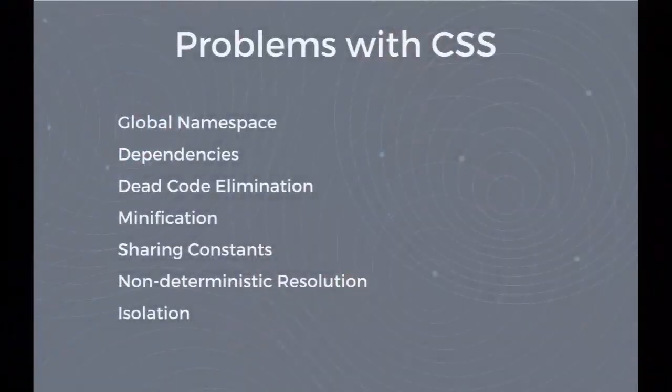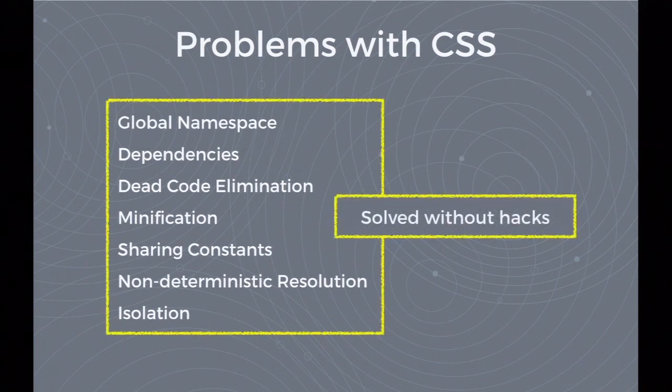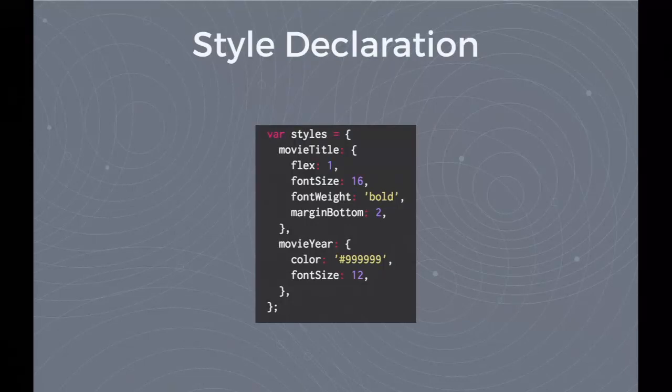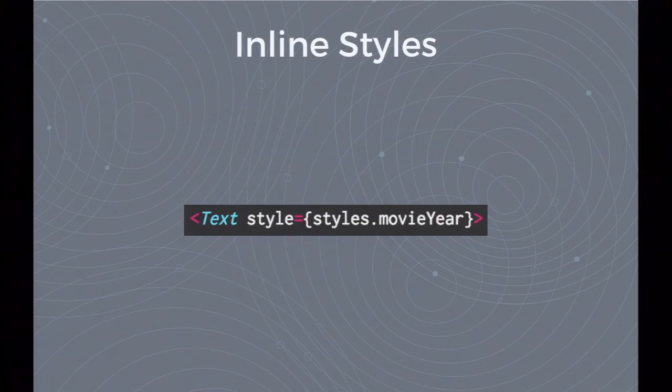And at first, I didn't know if writing styles in JS was going to work, but when using it, it turns out that every one of those issues was solved without hacks. So how is it working? This is how you declare your styles. And if you've ever written any JavaScript, this should be super familiar. You shouldn't be lost coming from CSS. There are a couple of differences, like you have to put commas instead of semicolons, but nothing really big. But what most people trip on is how do you use the styles? And this is it. You're using inline styles.